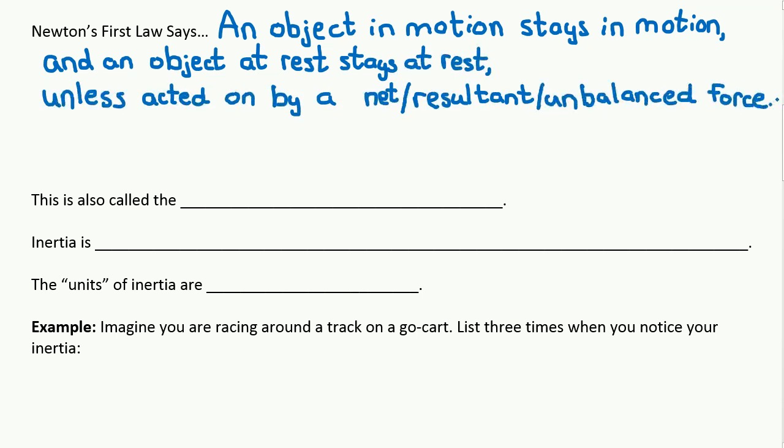There. And you'll notice when I said this law, I used the word net, unless acted on by a net force. Sometimes we also use the word resultant, unless acted on by a resultant force, or unbalanced, unless acted on by an unbalanced force. Really, you can use any of these words, and in this situation, they're all more or less interchangeable. They all mean the same thing. Now, this law is also referred to as the law of inertia.